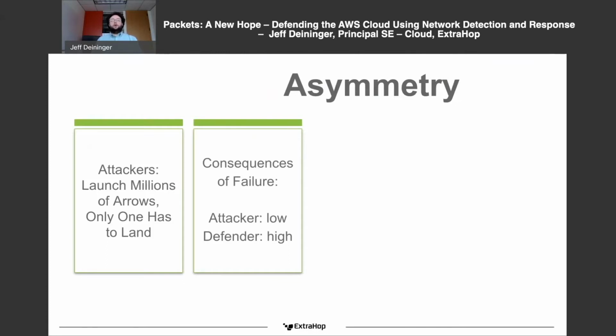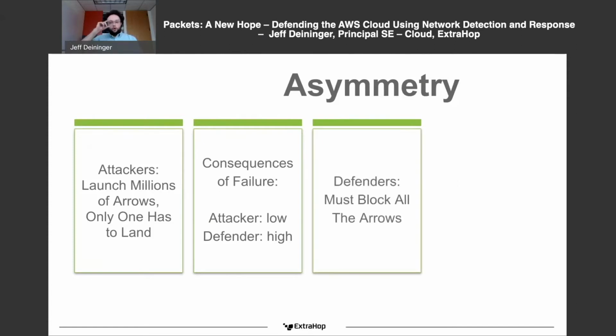Now, on the defender side, it's the reverse. The consequences of failure are very high. So if an attacker gets in, what we know from these dwell time statistics is that the attacker likely will be able to move about, do network reconnaissance, move laterally within your environment for weeks and months without you having any idea. And so really defenders are asked to block all of the arrows, and the consequences for missing one are extremely high.